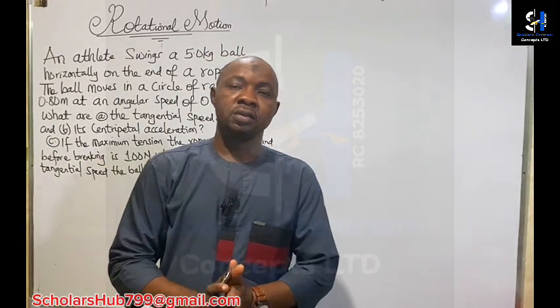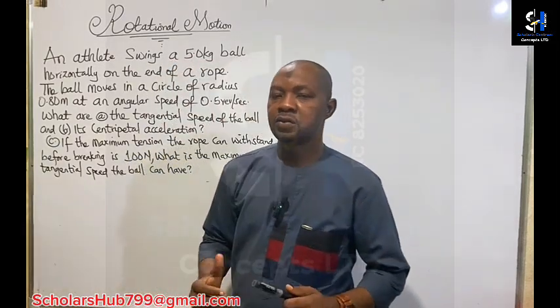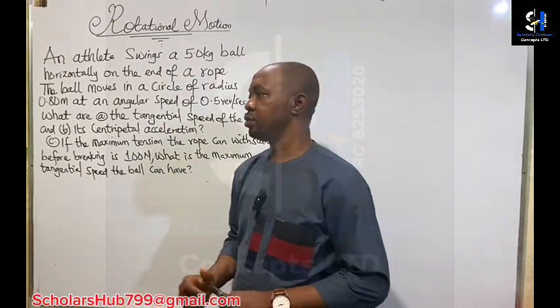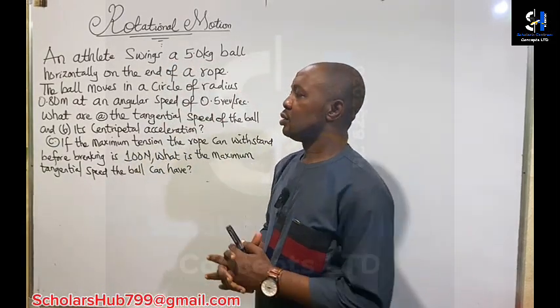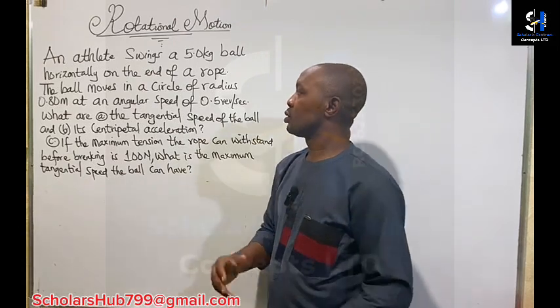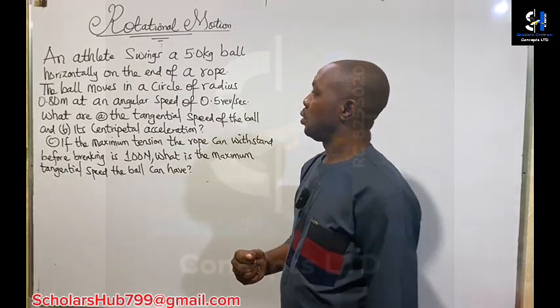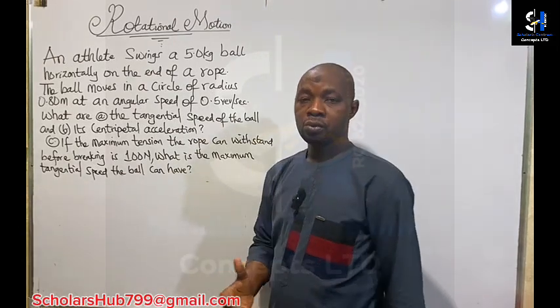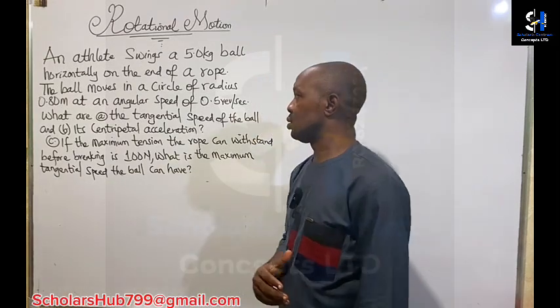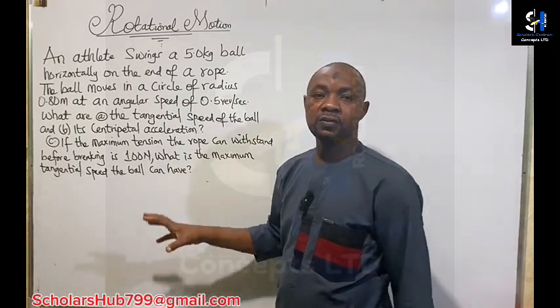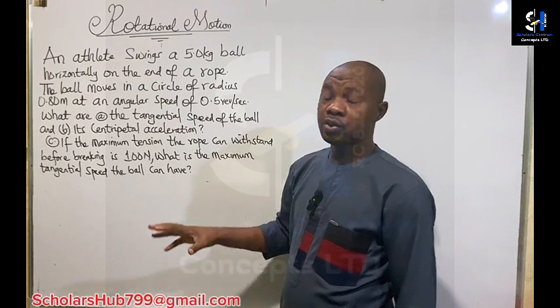Hi everyone. Now let's solve this rotational motion question. This is a question about a ball on the end of a rope that is swung horizontally. So now let's see how this question can be solved.